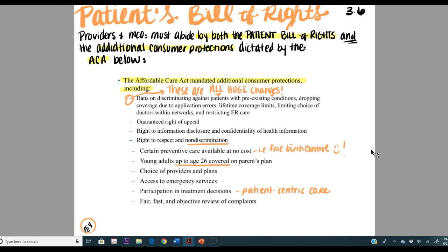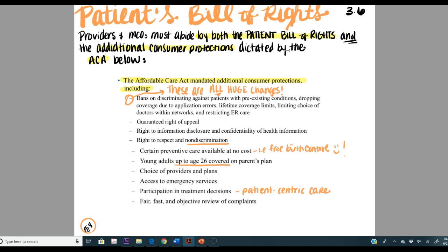All right, and then the last page of this lecture is the patient's bill of rights. Make sure you know all of these things too. I got lazy and didn't feel like writing them out, so I copied and pasted them into here. The providers and the managed care organizations must abide by both the patient bill of rights and the additional consumer protections that were dictated by the Affordable Care Act, and that's what's pasted in here.